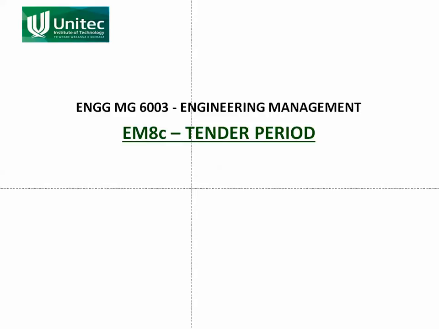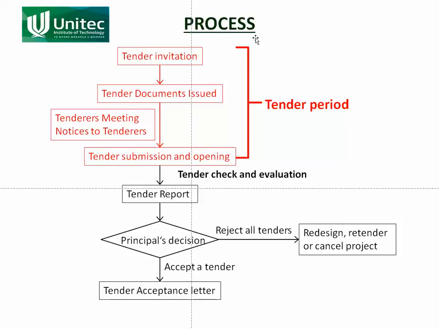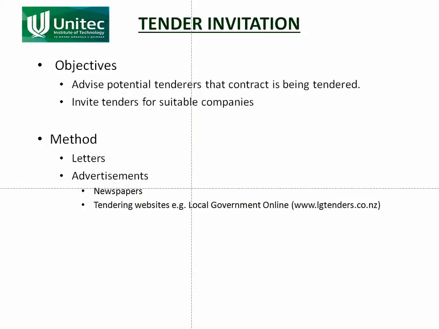In the next two slide casts, we're going to look at that tendering process in a little bit more detail. So what we're going to start with is the first part of it, which is the tender period. This is where we invite tenders, we issue the contract, the tender documents, and there's up to the tender submission and opening. So let's look at each part in turn.